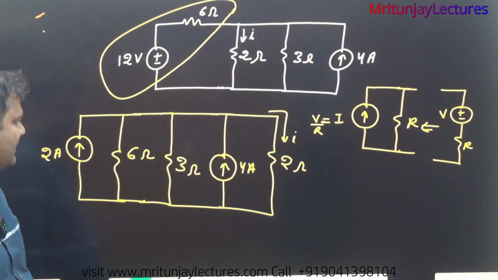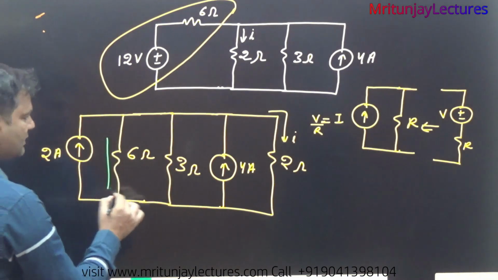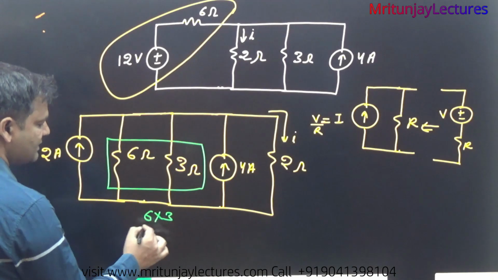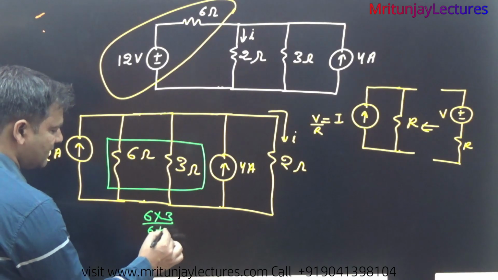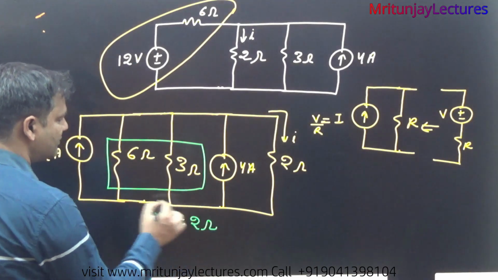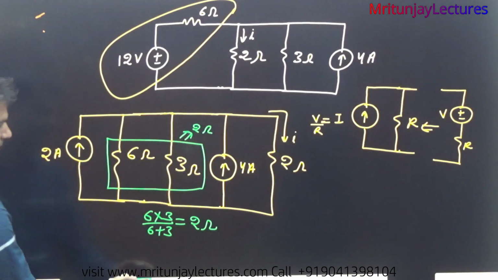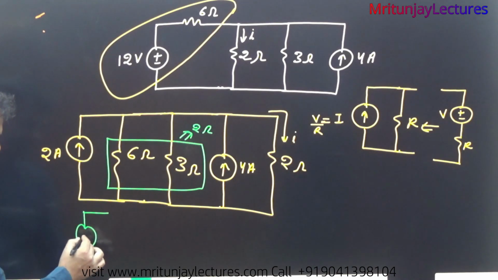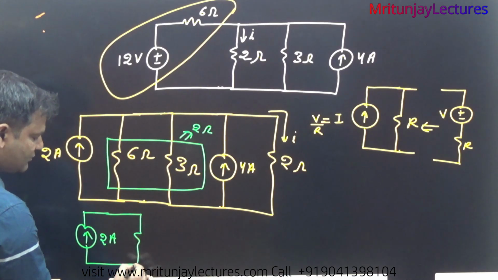After that, if you see very carefully, these two are parallel. The combination of these two: if two resistances are in parallel, it means R1 R2 divided by R1 plus R2. So 6 into 3 divided by 6 plus 3, which is 9, that is 2 ohm. So the combination of these two is 2 ohm. Clear? After that, you can remove these.